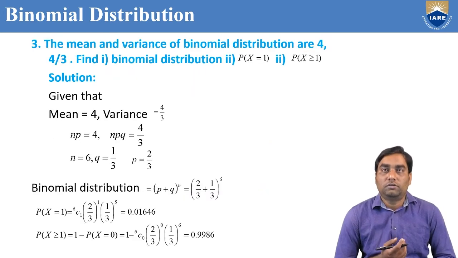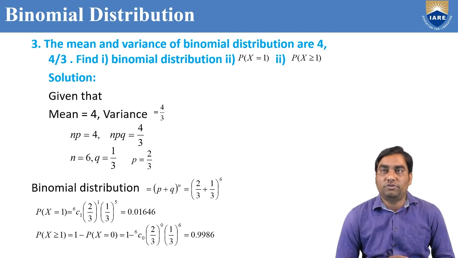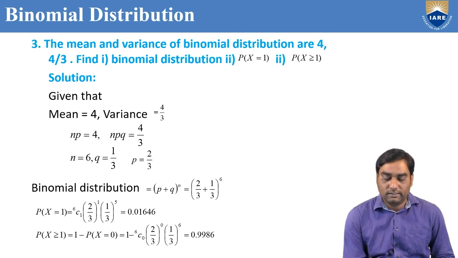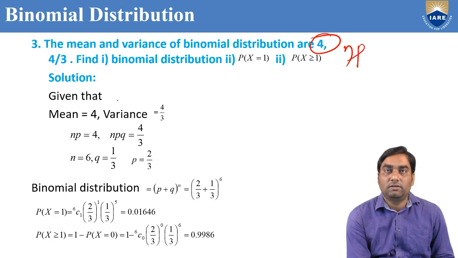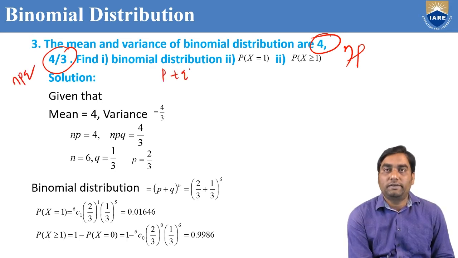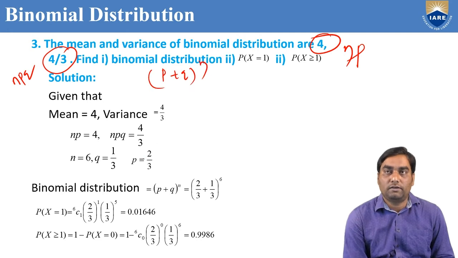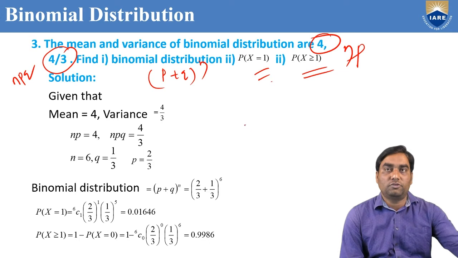Now, coming to the third problem: the mean and variance of the binomial distribution are 4 and 4 by 3. That means np is given as 4, and npq is given as 4 by 3. Find the binomial distribution, that means we need to find (p plus q) whole power n. P of x equal to 1, and P of x greater than or equal to 1 we also need to find.